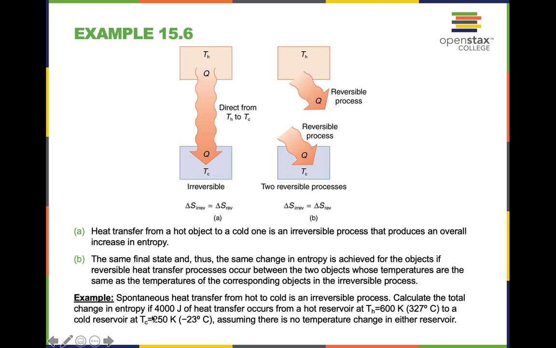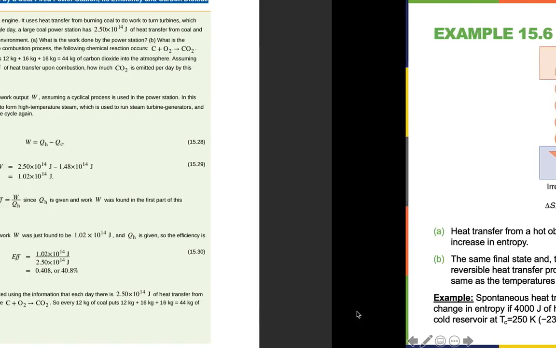Calculate the total change in entropy if 4,000 joules of heat transfer occurs from a hot reservoir at TH equals 600 Kelvin to a cold reservoir at 250 Kelvin, assuming that there is no temperature change in either reservoir.